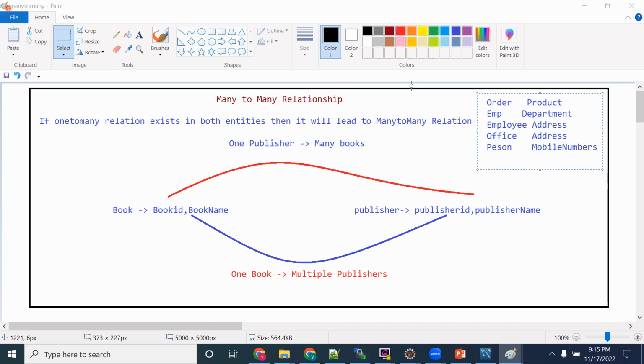Yes. Next, employee and address. One to one? One employee contains one address. Are you sure? Permanent address, temporary address. Yes, correct. Permanent address as well as temporary address. So it is one to many. One employee can contain multiple addresses, for sure temporary address, for sure permanent address.